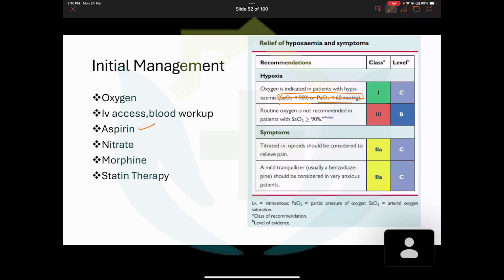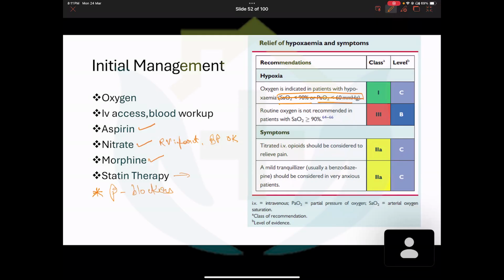Aspirin is a must. Obviously, you have to give the loading dose. Nitrate, yes. Once we have ruled out RV infarct and the BP is okay, then you can give nitrates. Morphine or fentanyl is very good; if available, always morphine. If the patient is hemodynamically stable, use beta blockers as well.